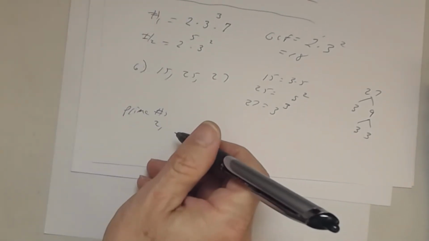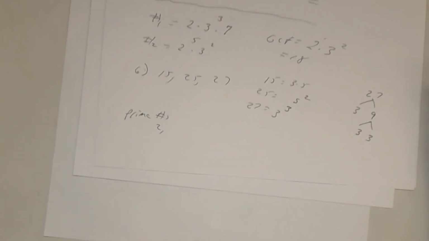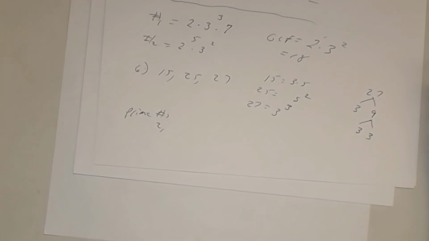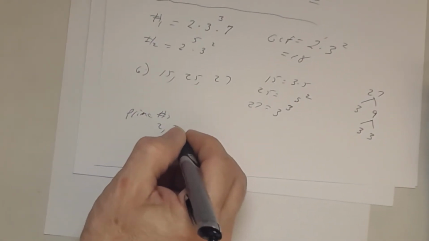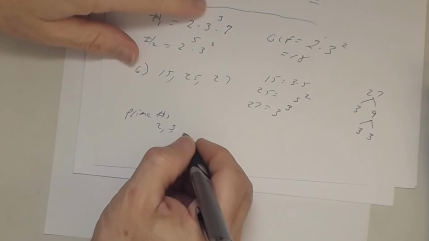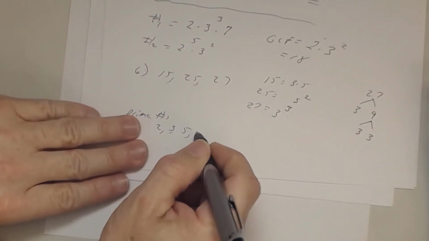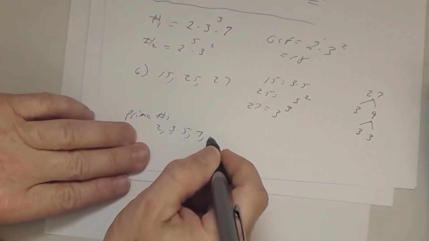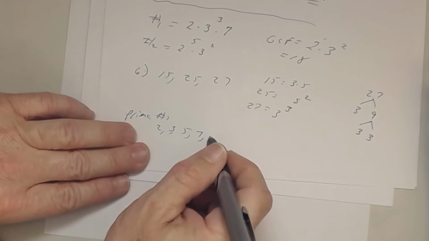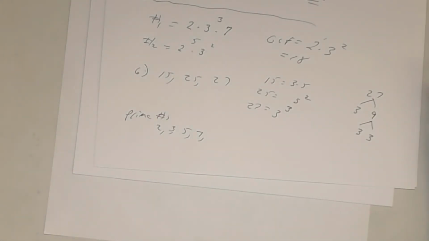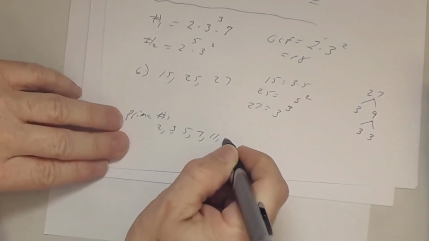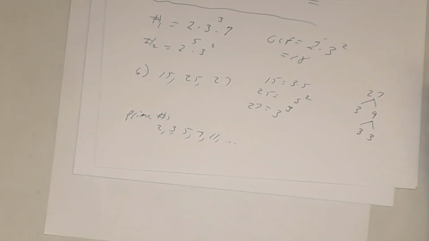Remember, your prime numbers are whole numbers whose divisors are 1 and itself. So 2, 3, is 5 prime? Yeah. So 2 is the only even prime number. Is 7 prime? Yep. Is 9 prime? No. Because the divisors of 9 are 1, 9, and also what? 3. 11 is, and so on. Okay? All right, so those are your prime numbers.